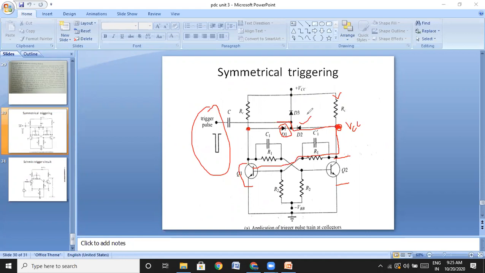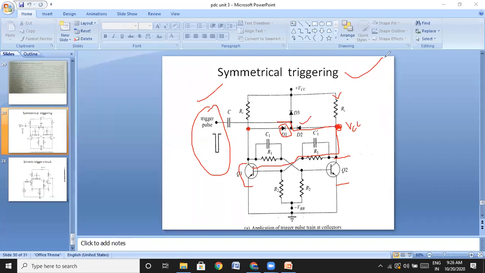Therefore, a single pulse is applied to both the transistors. If Q1 is on, we can use this pulse to apply to the base of Q1. If Q2 is on, using the same triggering pulse we apply it to the base of Q2. A single triggering pulse circuit is used to provide the triggering pulses for both the transistors. Therefore, it is symmetrical triggering.